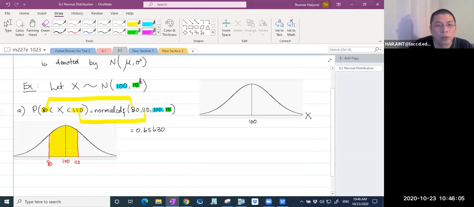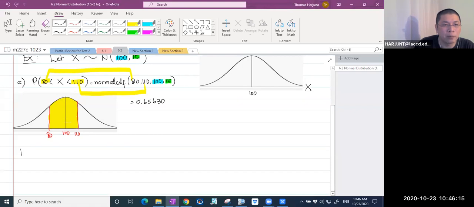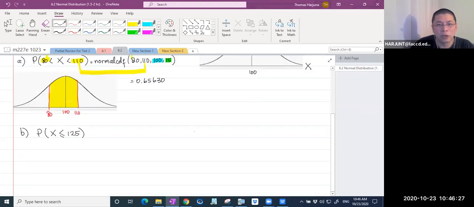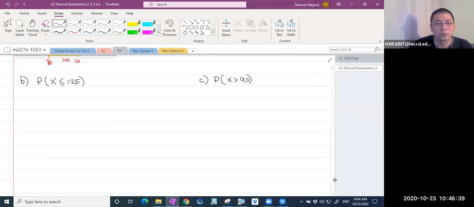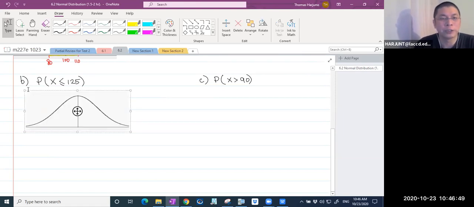Okay, let's do more. Find the probability that X is less than or equal to, let's say, 125. And then let me ask you to do part C: probability that X is greater than 90. I will do the graph, and I hope you can come up with the calculator notation.